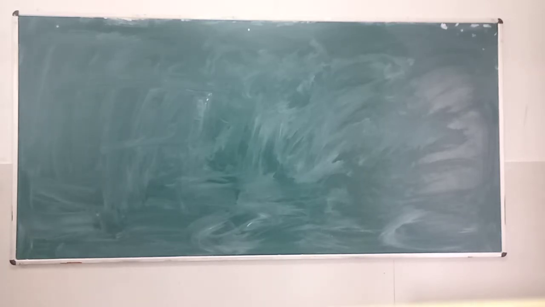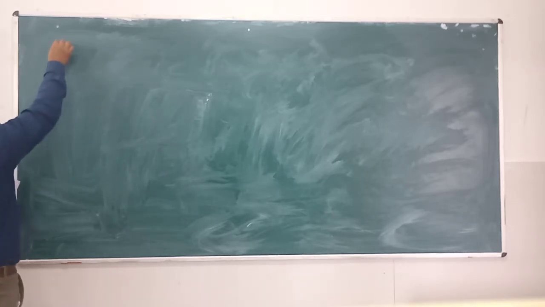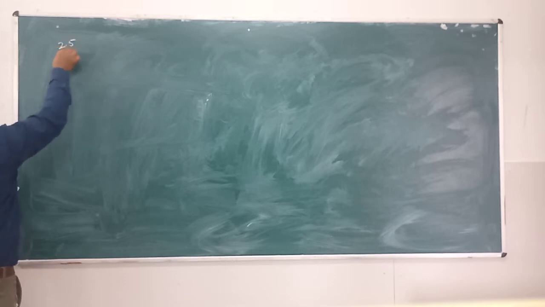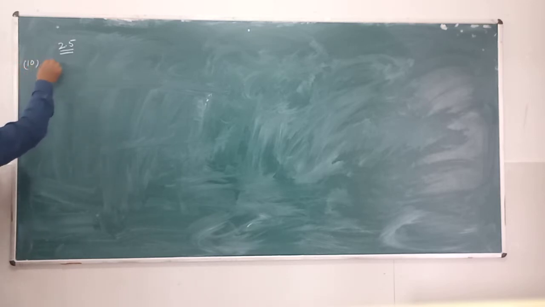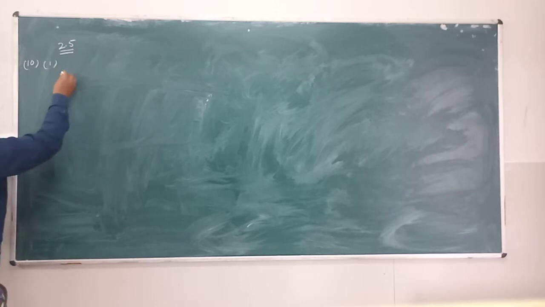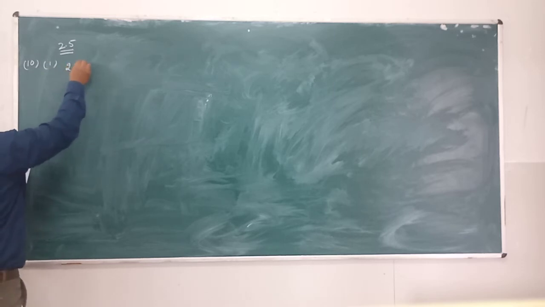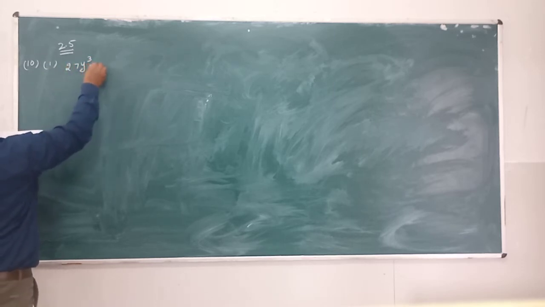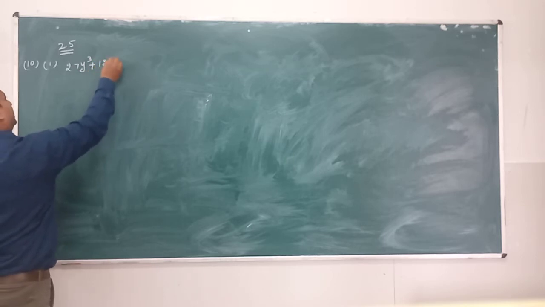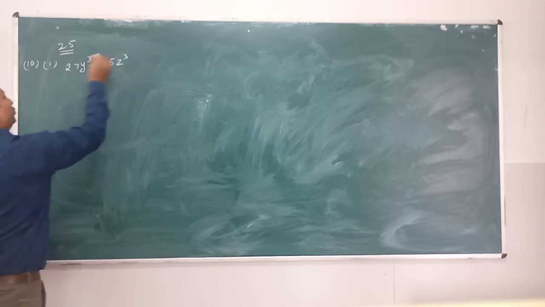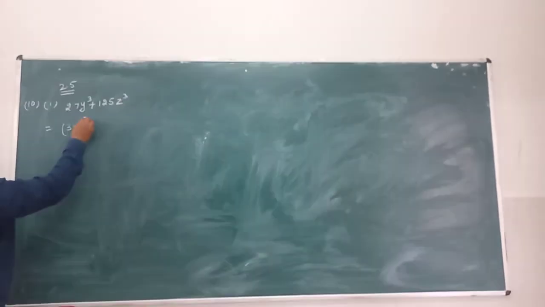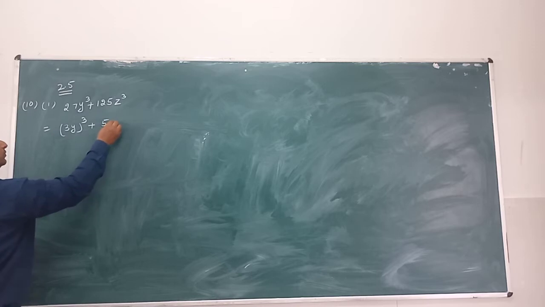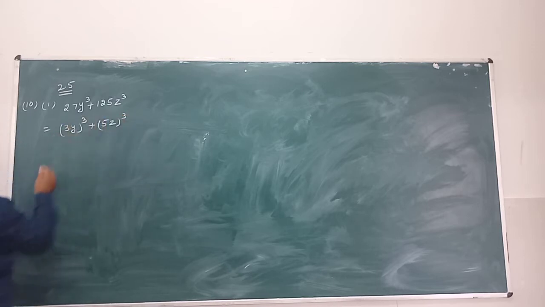Good morning, students. Today we will discuss the remaining questions of exercise 2.5 of the chapter Polynomials. In question number 10, part 1, factorize 27y cube plus 125z cube. We write this as (3y) whole cube plus (5z) whole cube.